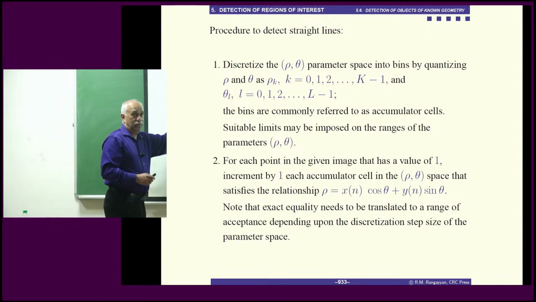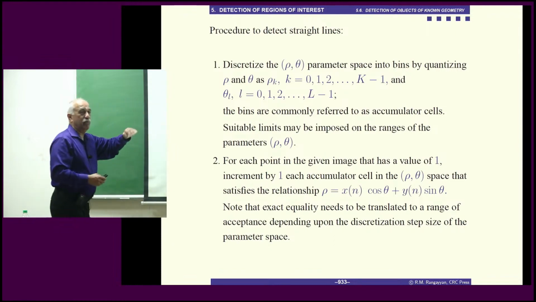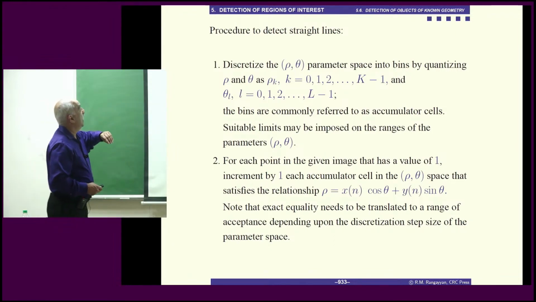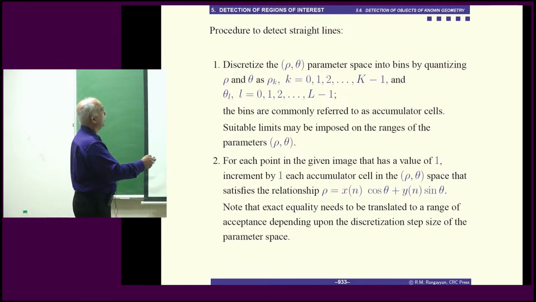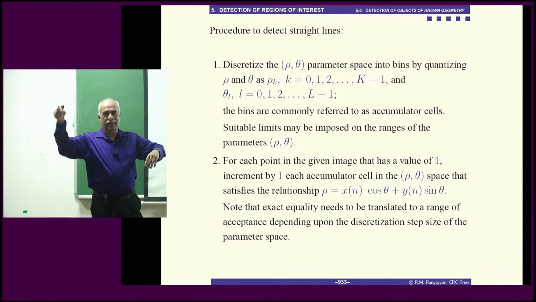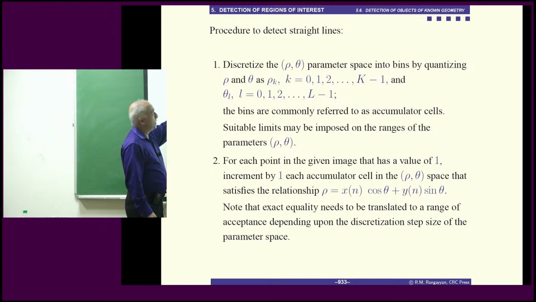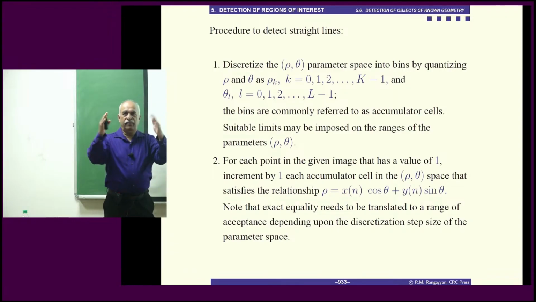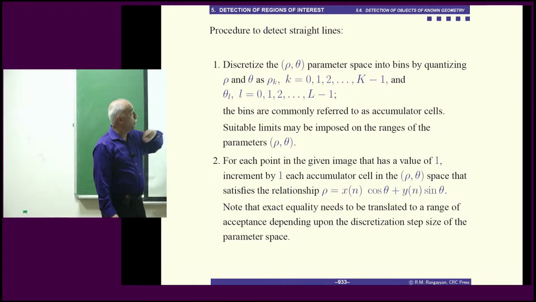So discretize, for the sake of programming; the image is already discretized. Call that rho k, k going 0 to K minus 1, theta l, l going 0 to L minus 1. The bins are called accumulator cells because you keep adding values to them, incrementing by 1. And you put some limits on rho and theta so that you can define an array, in this case a 2D array.